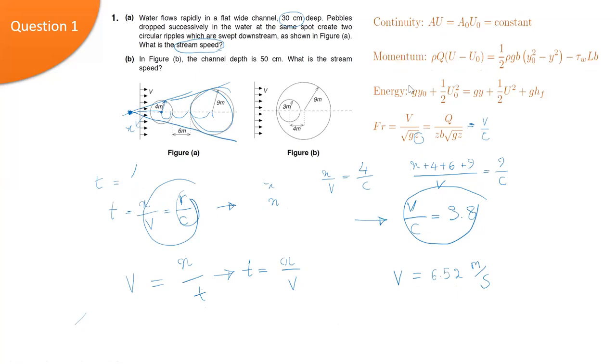You don't get x when you use these two equations. You have these two equations, and you can simply put the x from this equation, x equals 4v over c, into this equation and get the value of V over C.